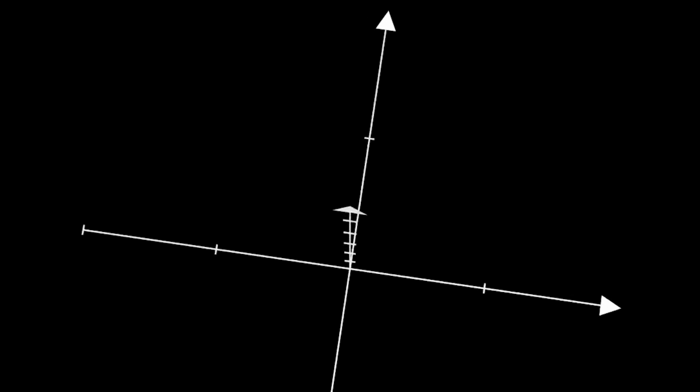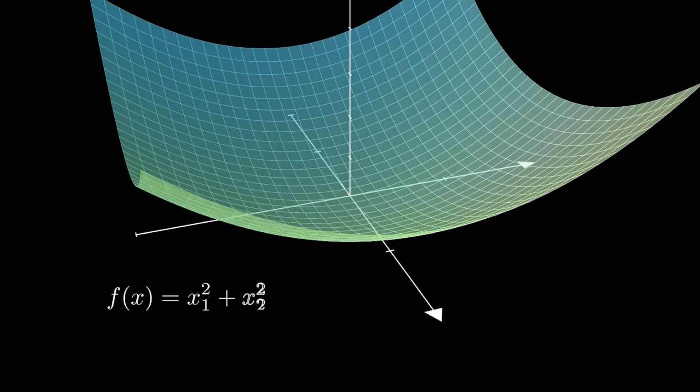Now, let's add a variable. Suppose we have the function f of x equals x1 squared plus x2 squared. This time, the function forms a curved surface, but the idea remains the same. If we dropped a marble on its surface, it would roll down to the lowest point. That's how we can intuitively think about minimizing a function.